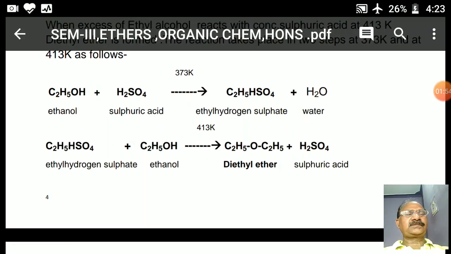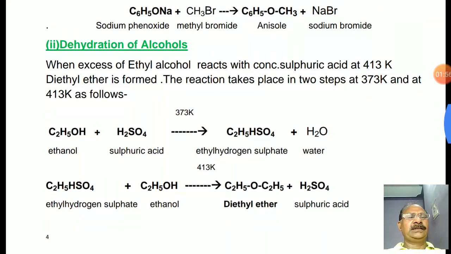When excess of ethyl alcohol reacts with conc. sulfuric acid at 413 Kelvin, diethyl ether is formed. The reaction takes place in two steps, that is at 373 Kelvin and 413 Kelvin as follows. At 373 Kelvin, ethyl alcohol reacts with sulfuric acid, forming ethyl hydrogen sulfate, which again reacts at 413 Kelvin with excess of ethyl alcohol to form diethyl ether.